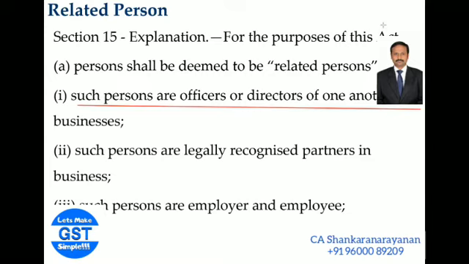Now, we are looking at two definitions. Section 15 deals with related person. Section 25 deals with distinct person. So we are first finishing related person and then we will see distinct person as per section 25. So section 15 talks about related person. The explanation, as I said, if they are officers or directors of one another's business, you are the director in my company and I am your director in your company, then both of us are considered to be related persons.